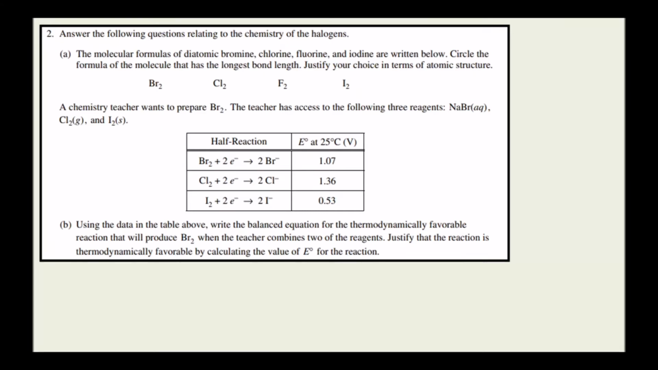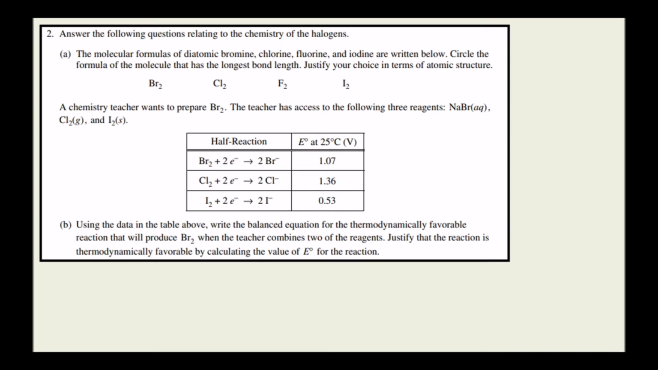Okay, question 2. Part A. The molecular formulas of diatomic bromine, chlorine, fluorine, and iodine are written below. Circle the formula of the molecule that has the longest bond length. Justify your choice in terms of atomic structure.